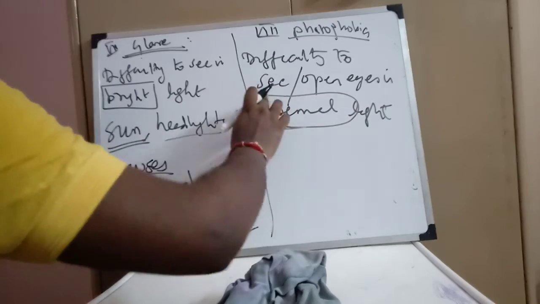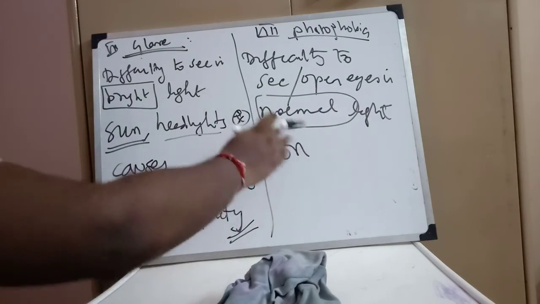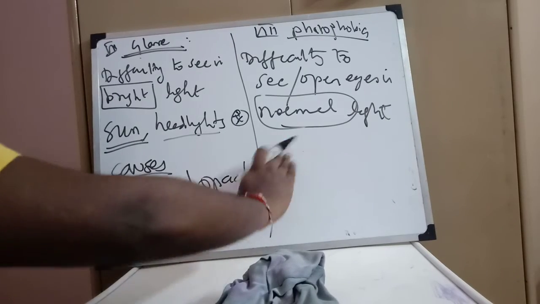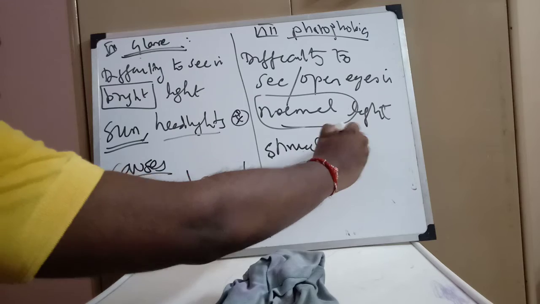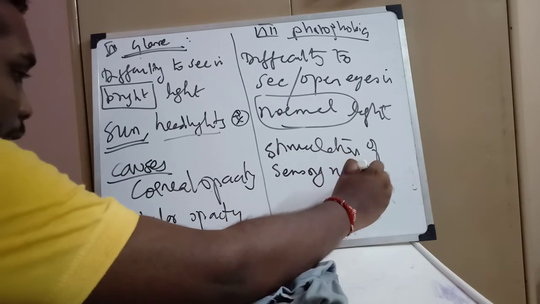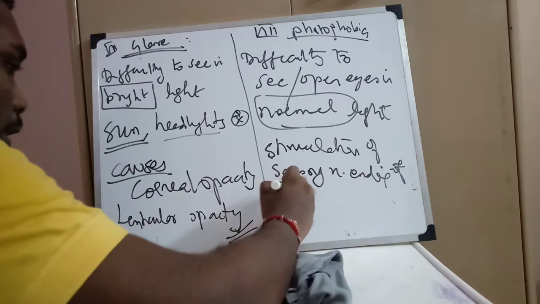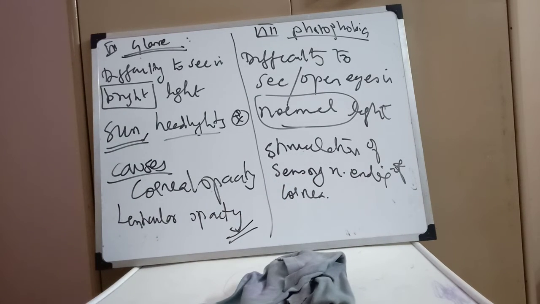Difficulty in opening the eyes or seeing in normal intensity light. This is due to stimulation of the sensory nerve endings of the cornea.